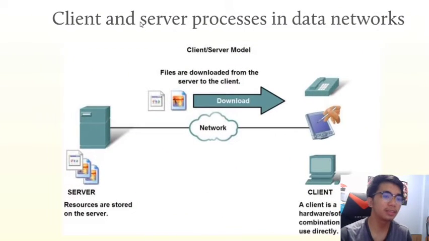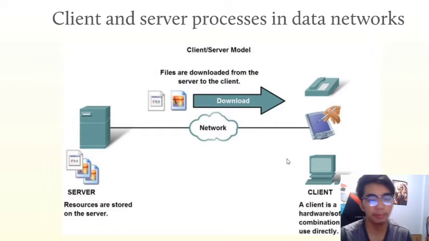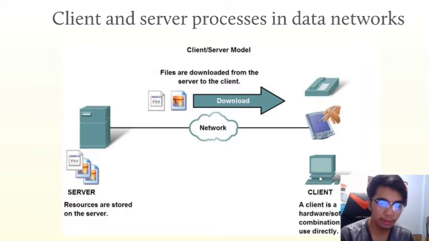Then client and server process in data networks. In the client-server model, files are downloaded from the server to the client. As you can see here, the server stores the resources. The client is a hardware or software combination that people use directly.